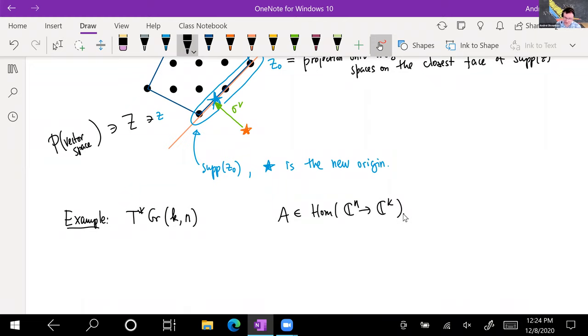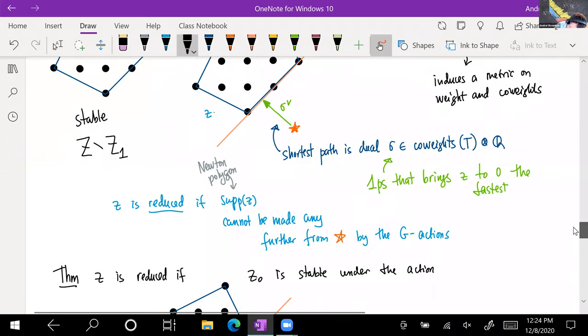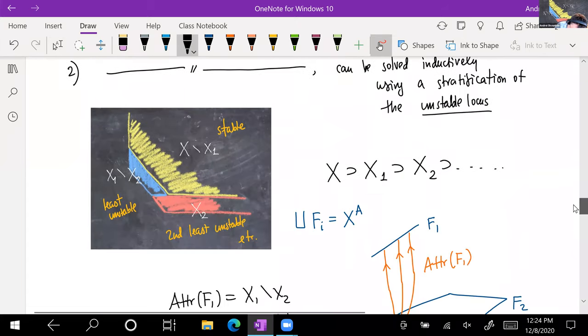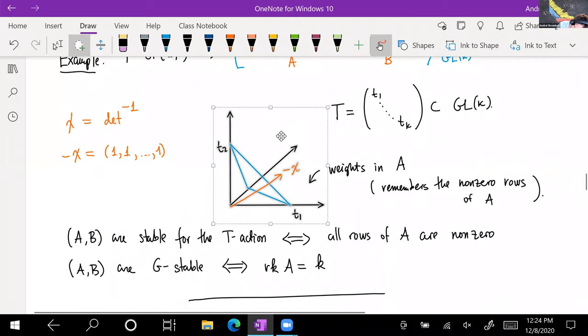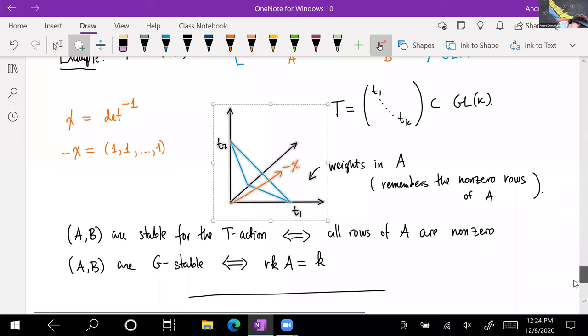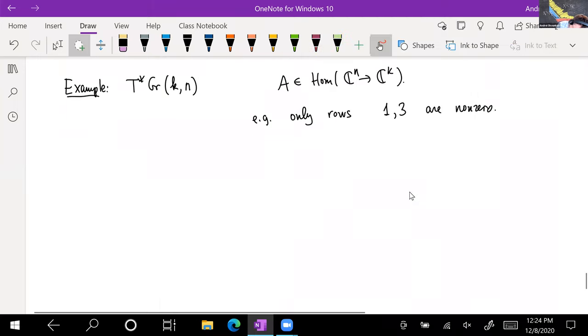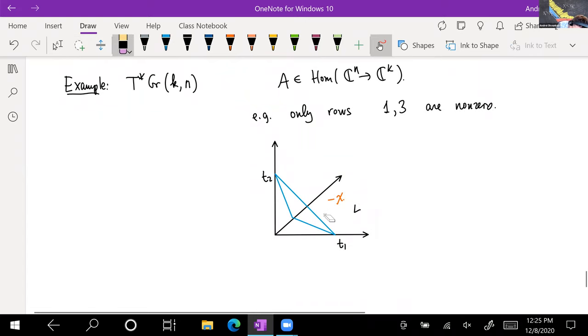And then suppose it's unstable. So maybe suppose, e.g., only rows one and three are non-zero, meaning in my picture here, where was my picture here? That was my picture. So it's only 1 and 3, so maybe this is T1 and this is T3. So my weights that appear here are only these weights.